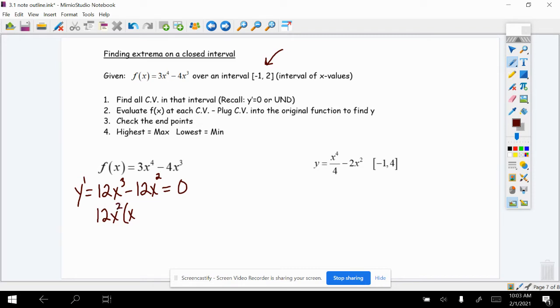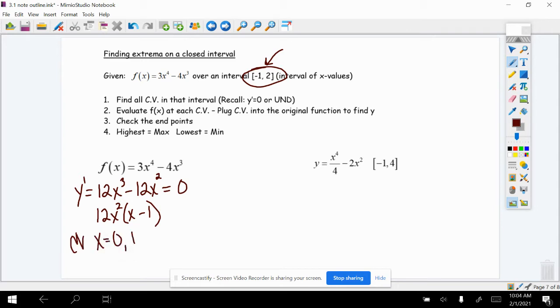Let's see. So we can factor out a 12x squared, so we get x minus 1. I didn't give you an interval. I need an interval here. Hold on, let me find my interval that I wanted to work with. I was getting ready to say that you have to have a function, you have to have an interval, and I forgot to put the interval. The interval, obviously, is right here, -1 to 2. So I have two places that equal 0. So my critical values are x equals 0 and x equals 1.